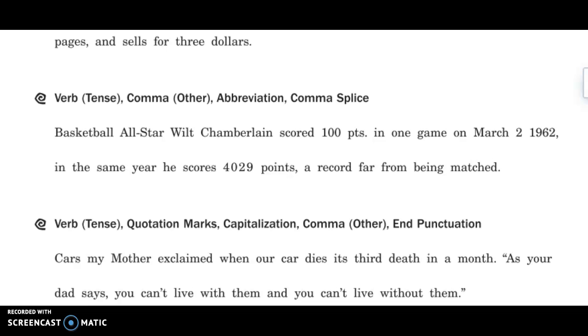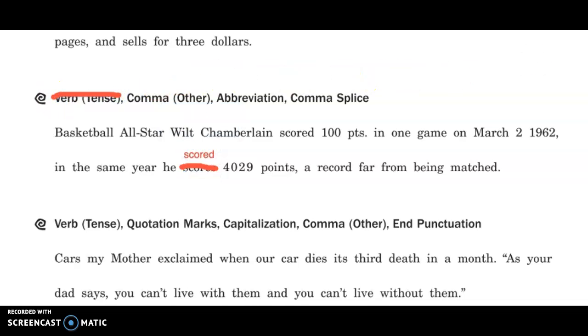First, let's start with our verb tense errors. Our sentence has given us a clue as to when this sentence takes place. It takes place in 1962, so we know that we're talking about something that happens in the past. However, we are using the verb scores, which is present tense. So I am going to take out that word scores, and I'm going to replace it with the past tense scored. That takes care of my verb tense errors.